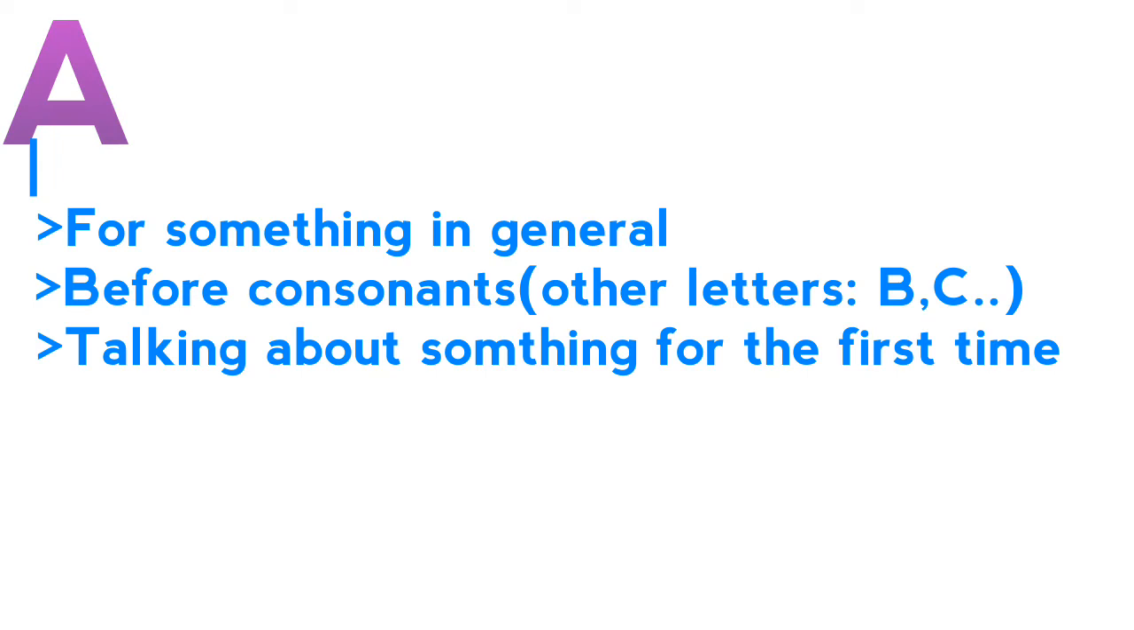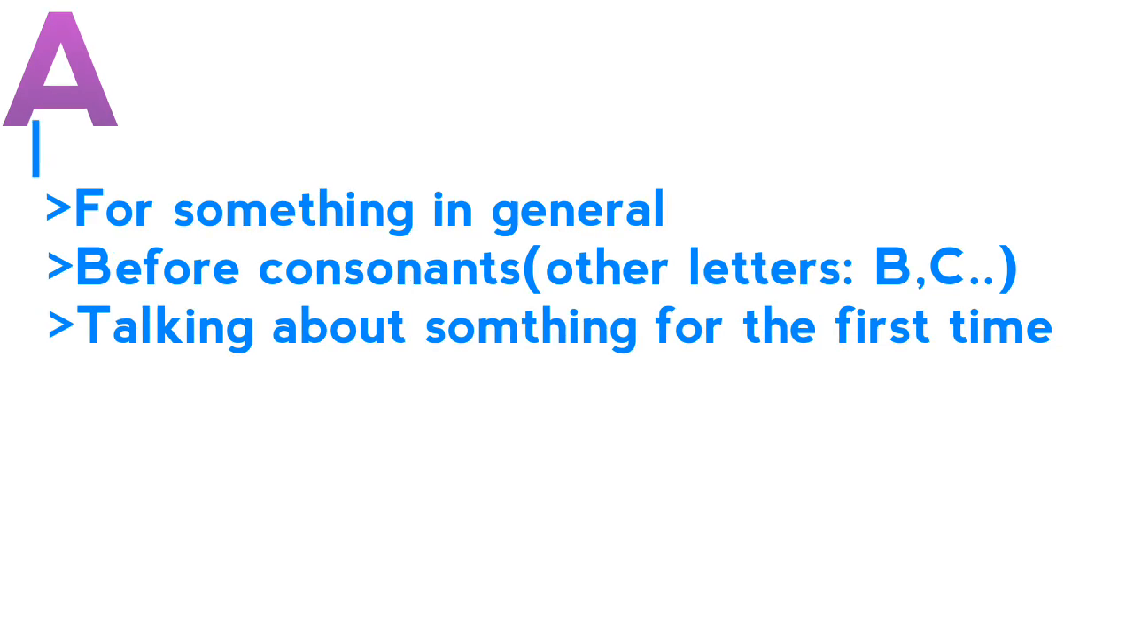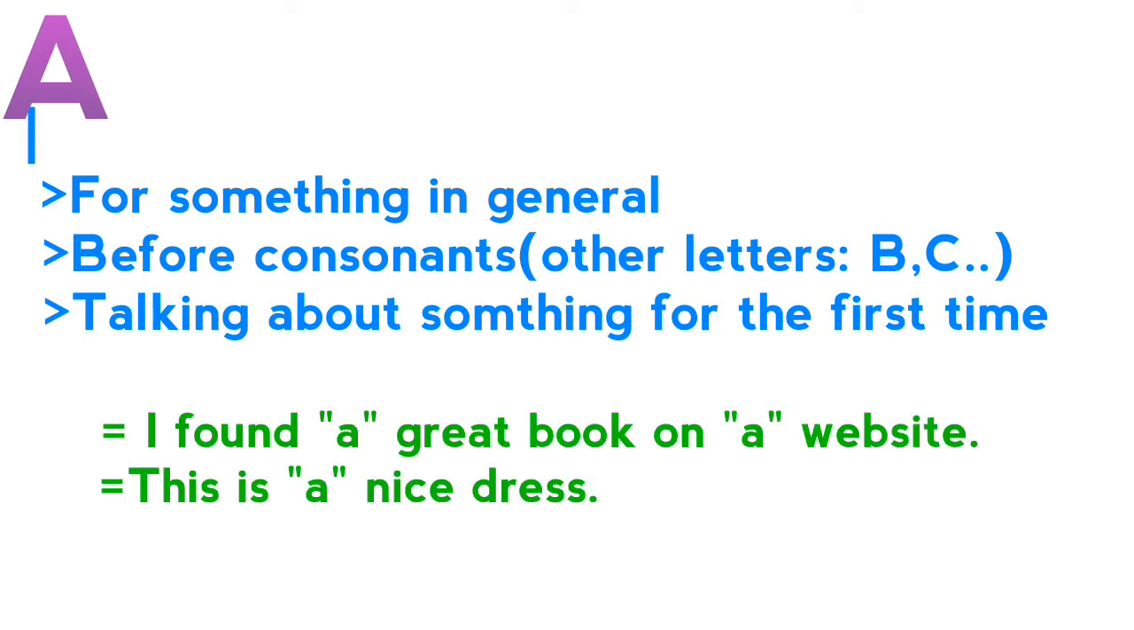A is used for something in general, and before consonants like other letters B, C, and D, etc. And when we're talking about something for the first time, it's the same like an, but an with vowels and a with consonants. For example, I found a great book on a website. This is a nice dress.